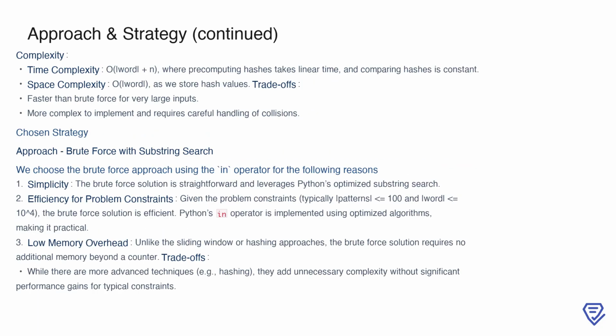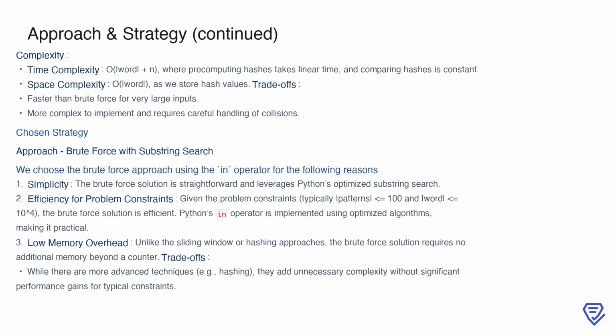Using a hashing approach, we achieve a more favorable time complexity of O(word plus n), as pre-computing hash values for substrings of word takes linear time, and comparing hashes is constant. The space complexity is O(word), since we only store hash values instead of all substrings. This method is particularly beneficial for very large inputs where the brute force approach could become inefficient.